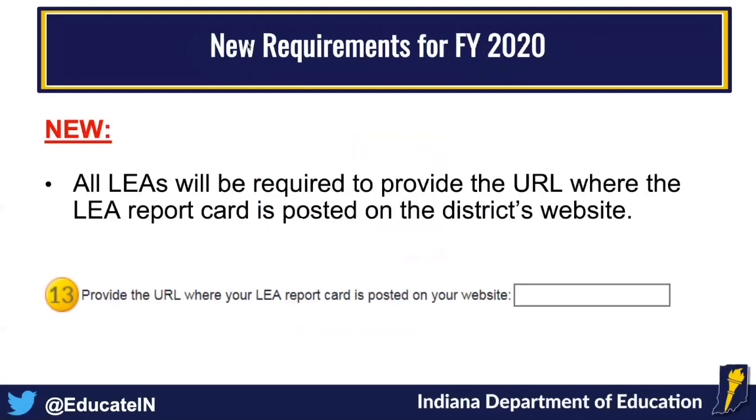We're going to start with new requirements for the 2020 application. On the district information page, you will see a question where you are being asked to provide the URL where your LEA report card is posted on your school district's website. This is a new requirement under ESSA, and you just need to provide the URL where the LEA report card is posted.